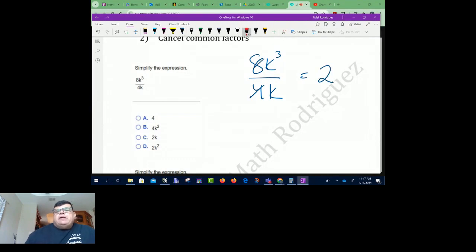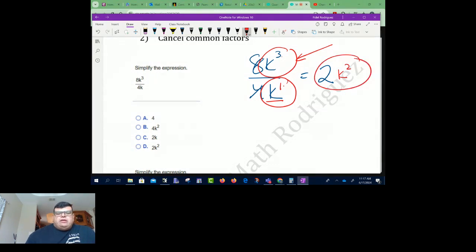Y'all, we talked about some exponent rules yesterday. We have 3 k's on the top. We have 1 k on the bottom. There's more k's upstairs than there are downstairs. And 3 minus 1 is just going to leave me with 2. So my answer should be 2k squared, and boom, there's my answer choice. It's going to be D, okay?